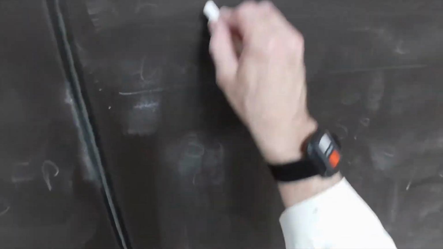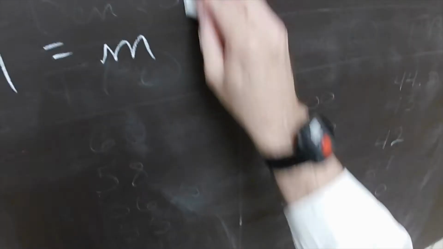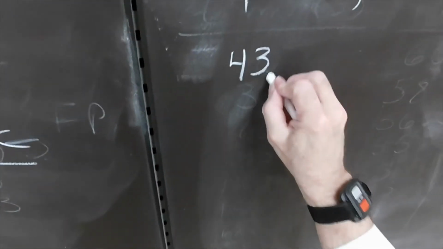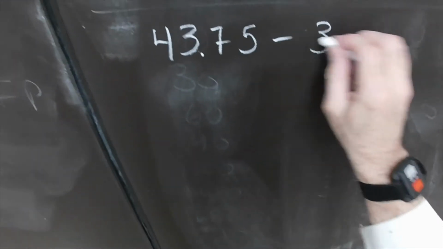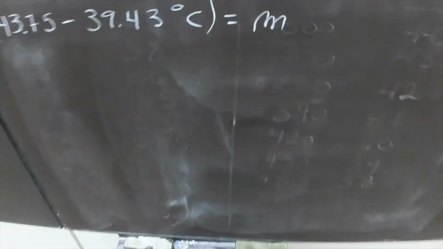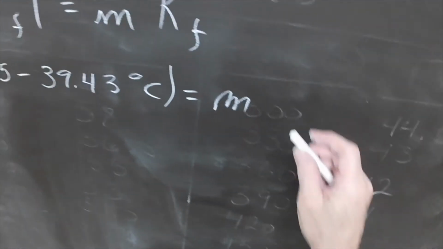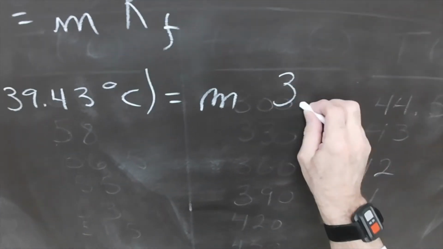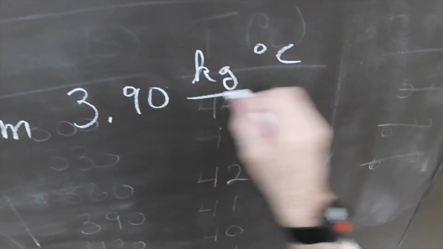Okay, so we're operating on the principle of freezing point depression, and that's absolute value, is equal to molal concentration times Kf. What's the change in temperature, absolute value? Well, we need 43.75 minus 39.43 degrees centigrade equals the unknown molal concentration times the molar freezing point depression constant, which is 3.90 kilogram degree C per mole. Okay. So what is this value? 43.75.